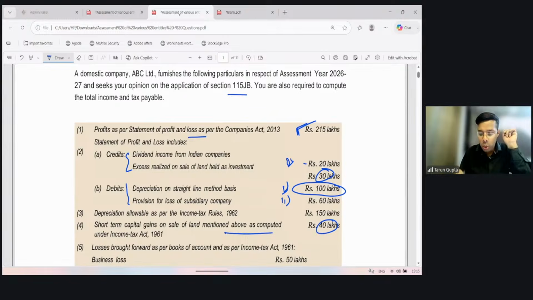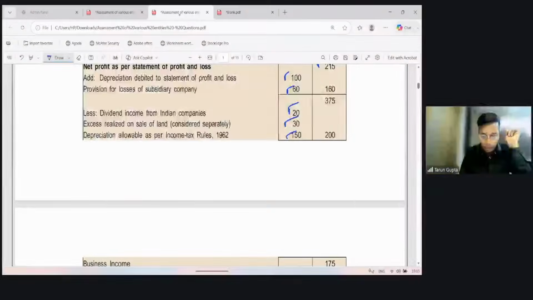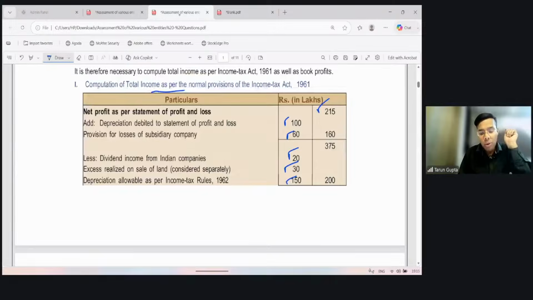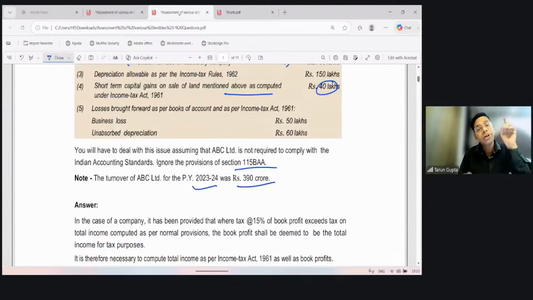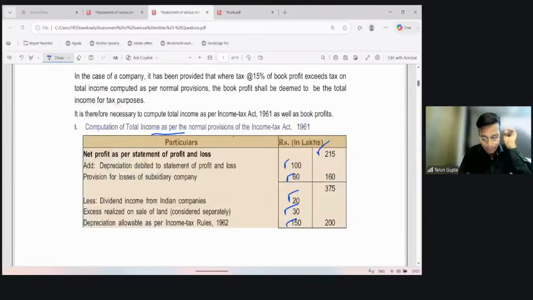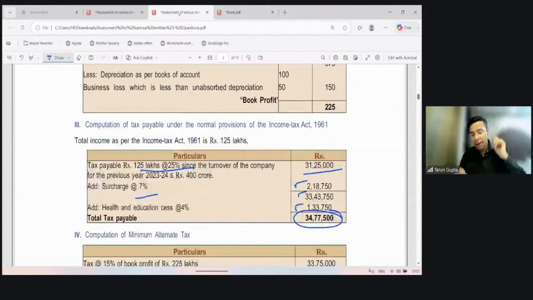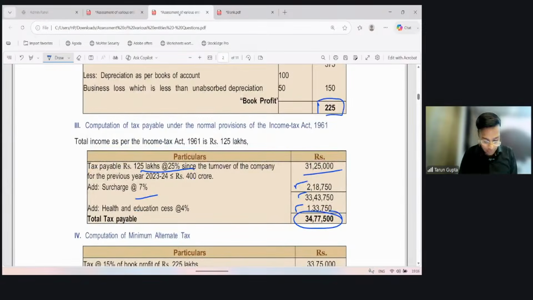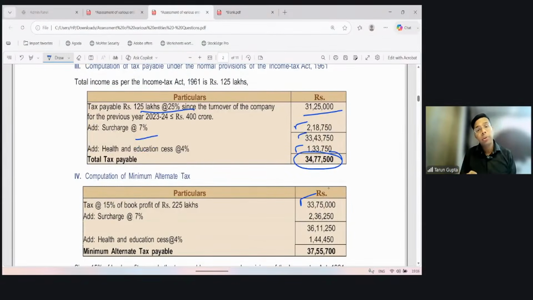So my book profit shall be 215 plus 60. Okay, so it comes to 275. But I will reduce the lower of depreciation or book loss, whichever is less between these two. So I reduce the 50 lakh. So my book profit comes to 275 minus 50, 225. Now I apply 15% on this 225. It comes to 33 lakh 75,000.